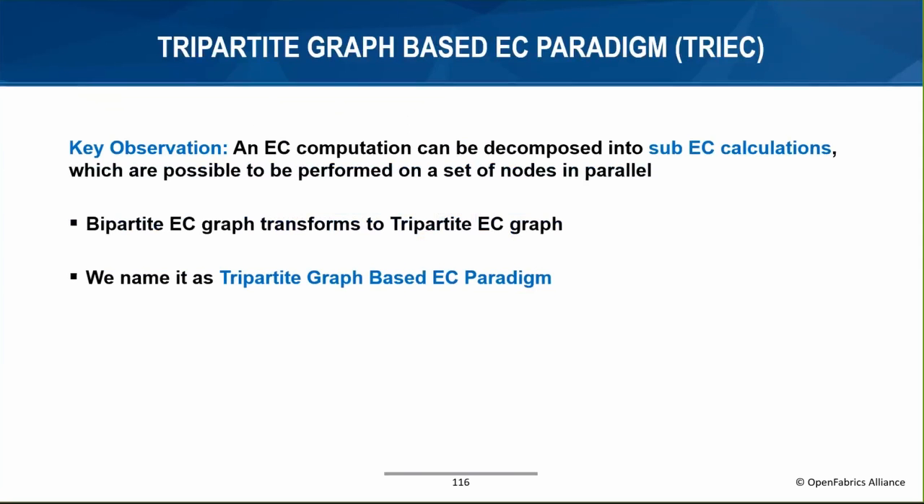Let me briefly introduce our ideas. The key observation is that instead of offloading the EC operations to a NIC and using the NIC as another kind of processor, we should decompose the EC computation into multiple sub-EC calculations, which can then be performed on a set of nodes in parallel rather than on one NIC. So the bipartite EC graph can be transformed: if we add another layer of nodes, the data can be transformed into a tripartite EC graph. We name it the tripartite graph-based EC paradigm.